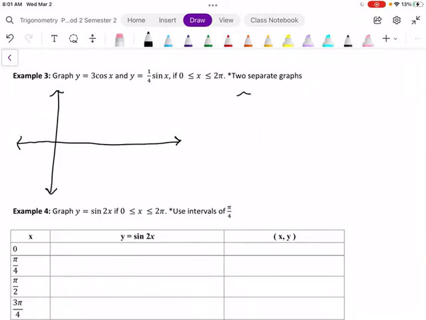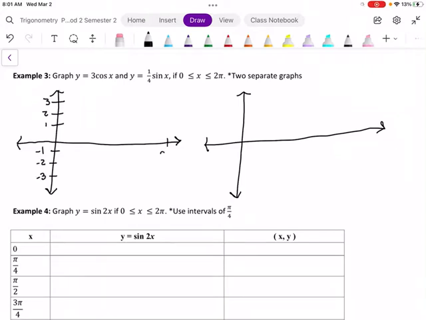Okay, so you should have started by drawing your axes. Okay, and I'm going to start with the 3 cosine of x. And we're going all the way up to 2 pi. So make sure you labeled your axes, and you started with your parent graph. And once you do this a few times, that parent graph is just going to come secondhand to you, and you won't even need to use that unit circle to get this parent graph drawn.